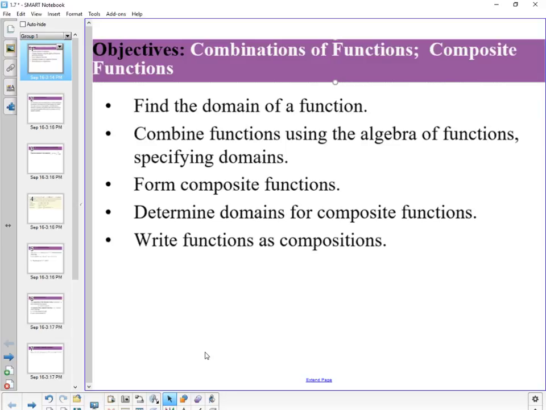Today, combinations of functions, composite functions. We'll be looking at some domains. We'll be looking at the domain of functions, combining some functions, forming composite functions, determining the domains of those composite functions, and then we're going to write some functions of our own.